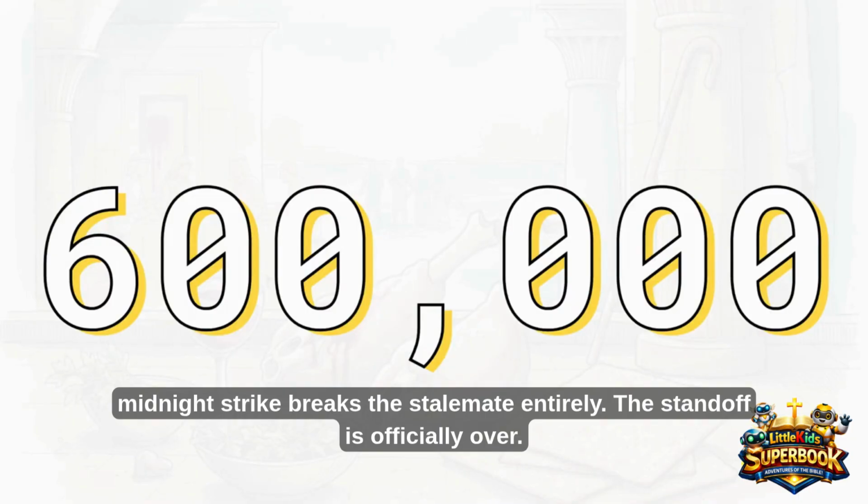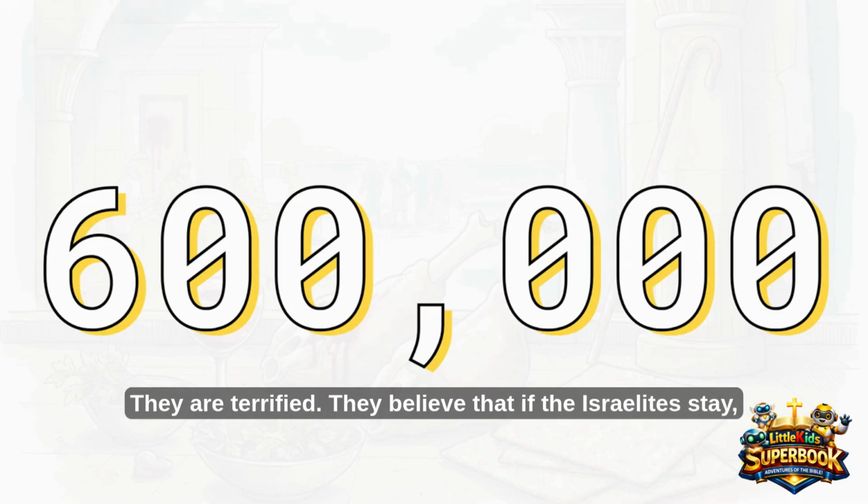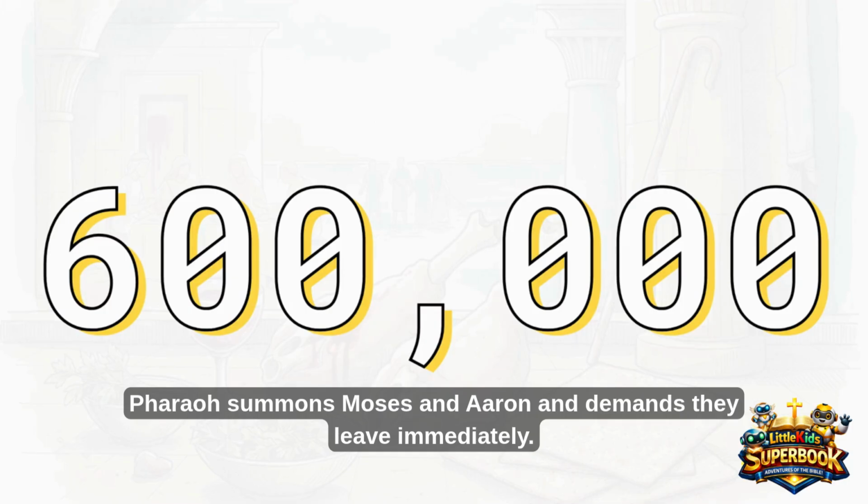This midnight strike breaks the stalemate entirely. The standoff is officially over. Pharaoh and the Egyptian people aren't just casually letting the Israelites go, they are terrified. They believe that if the Israelites stay, the rest of the country is going to drop dead. In the middle of the night, Pharaoh summons Moses and Aaron and demands they leave immediately.